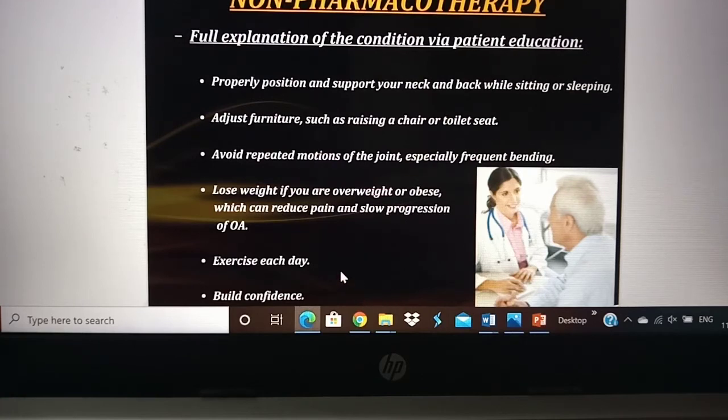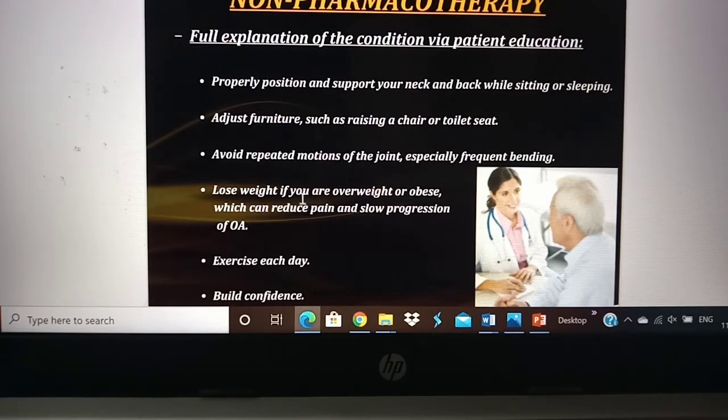Joint movements, or exercising the joints, will help in having a full range of movement. They will have full flexion and extension, and it will help them in slowly reducing their weight if they are overweight. Reducing their weight will help in reduction of pain.